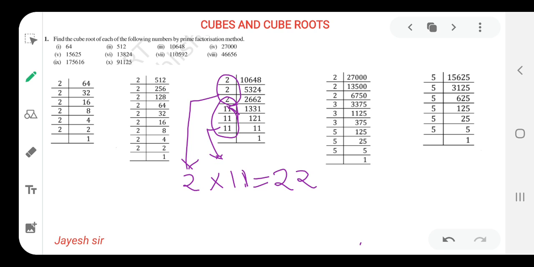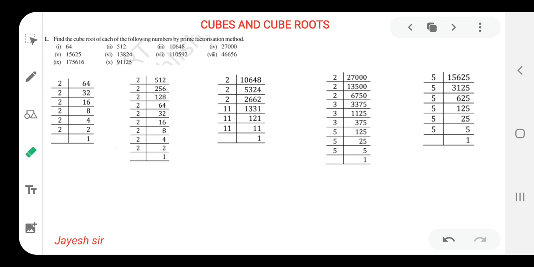And now I think the concept of a lot of students would be cleared. If you want to pause the video, you can pause and now solve the remaining sums on your own.